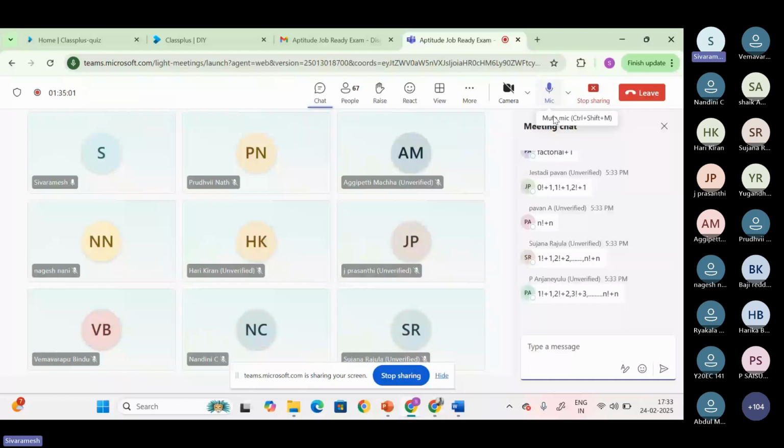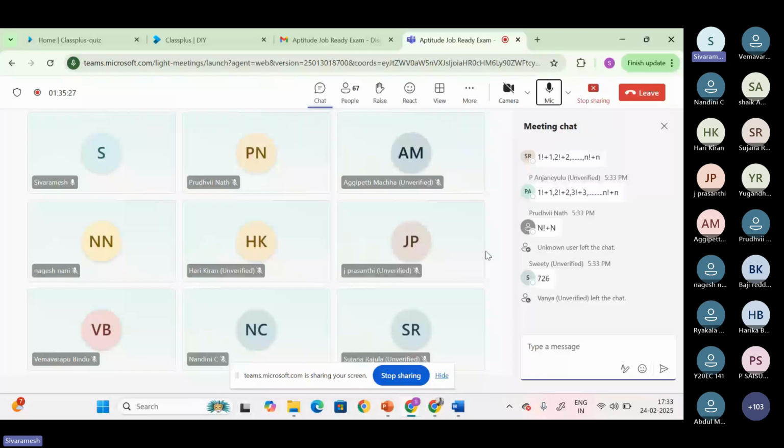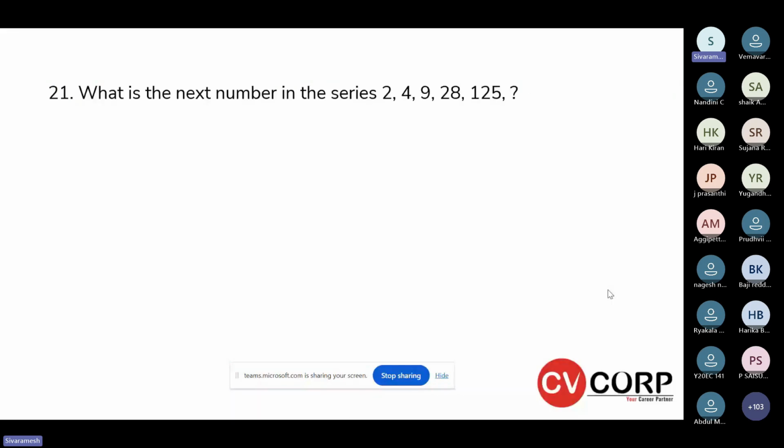Okay, 0 factorial plus 1, 1 factorial plus 1, 2 factorial. Yes, I'm getting so many answers in the chat box. Okay. So here the logic is, of course, the majority answer I'm getting in the chat box is correct.